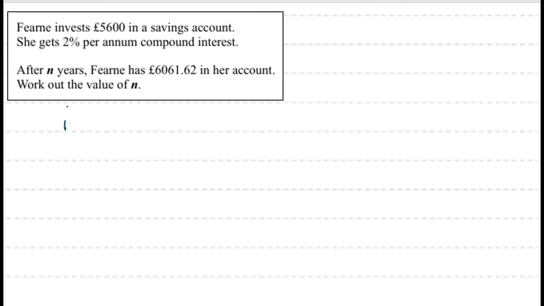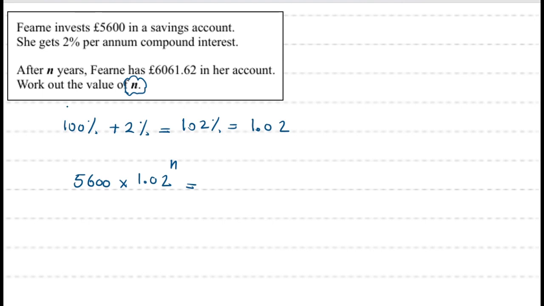Again, we start off at 100%, and we are earning 2% interest. We add it on. That gives us 102%, and we divide it by 100 to give us 1.02 for our multiplier. Then we write our initial amount, 5,600, and then times it by the multiplier, 1.02 to the power of number of years, which is n, and that gives us £6,061.62.